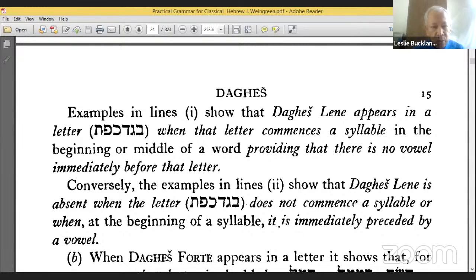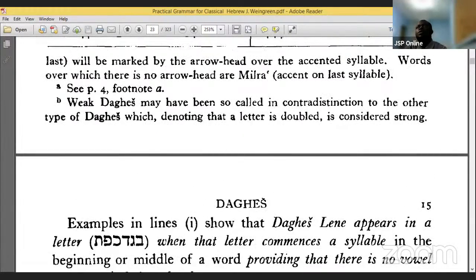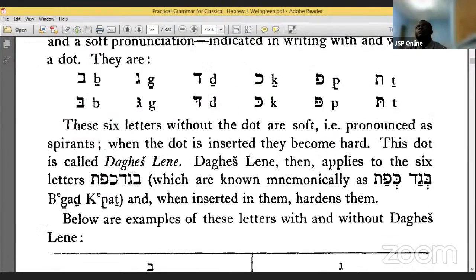Okay, so I think if you get access to that book for yourself, you will be able to learn better than just the PowerPoint presentation. Okay, and I am finished for today, but do you have any questions on anything that was said concerning Dagesh Lenny? No, sir. All clear. All right.